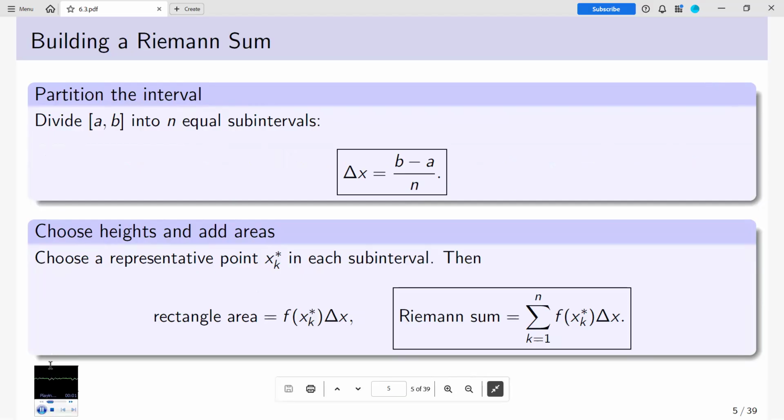Each rectangle has width delta x and height determined by a representative point. Adding all rectangle areas gives a Riemann sum. It is the mathematical version of dividing a giant assignment into tiny tasks and then submitting all of them at once.